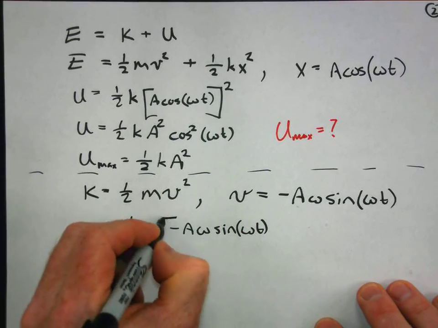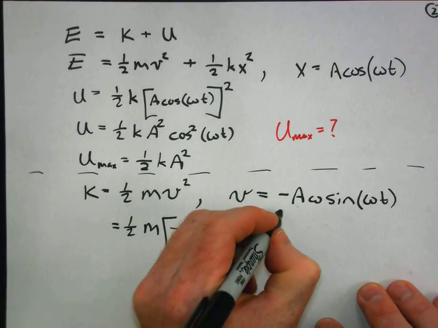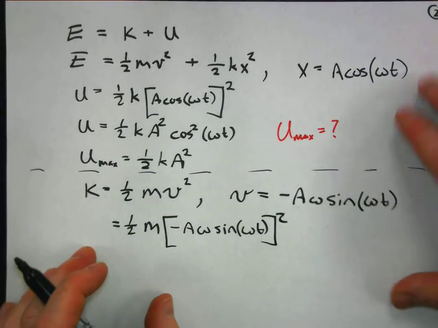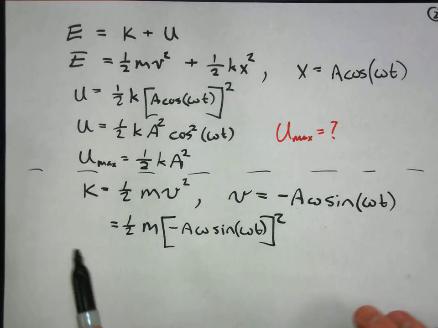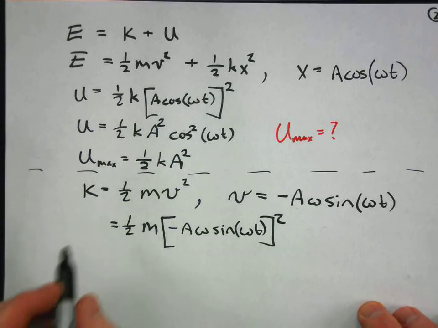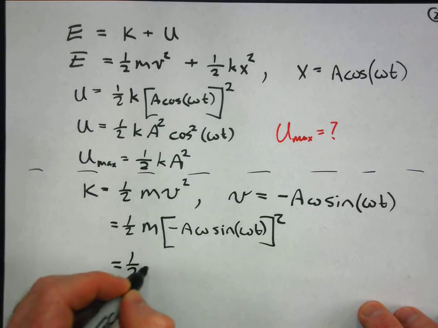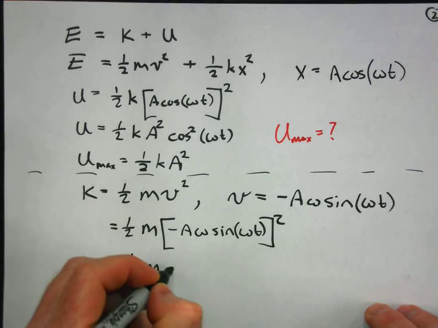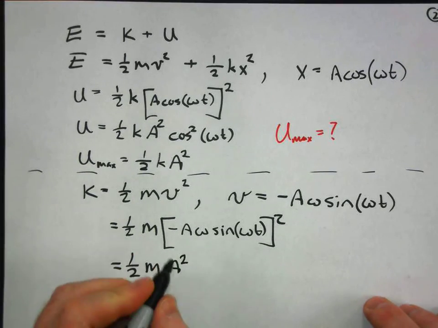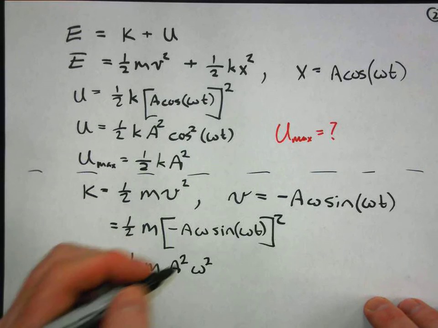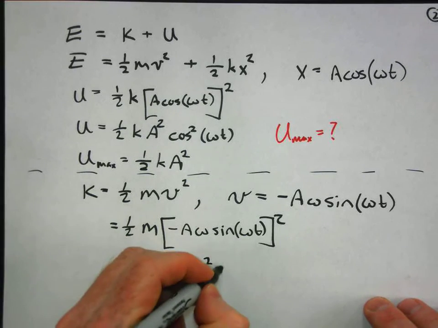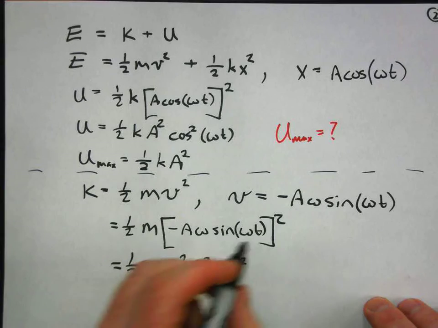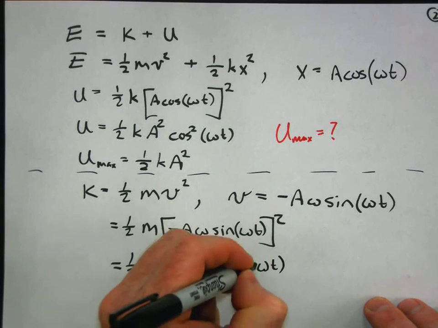Okay, but I have to remember those exponents, right? Never lose track of those. Okay, well that should simplify a little bit, right? So we have 1/2 m, and the minus sign goes away once we square it, so this is A squared, this is omega squared, and we have sine squared of omega t. There.